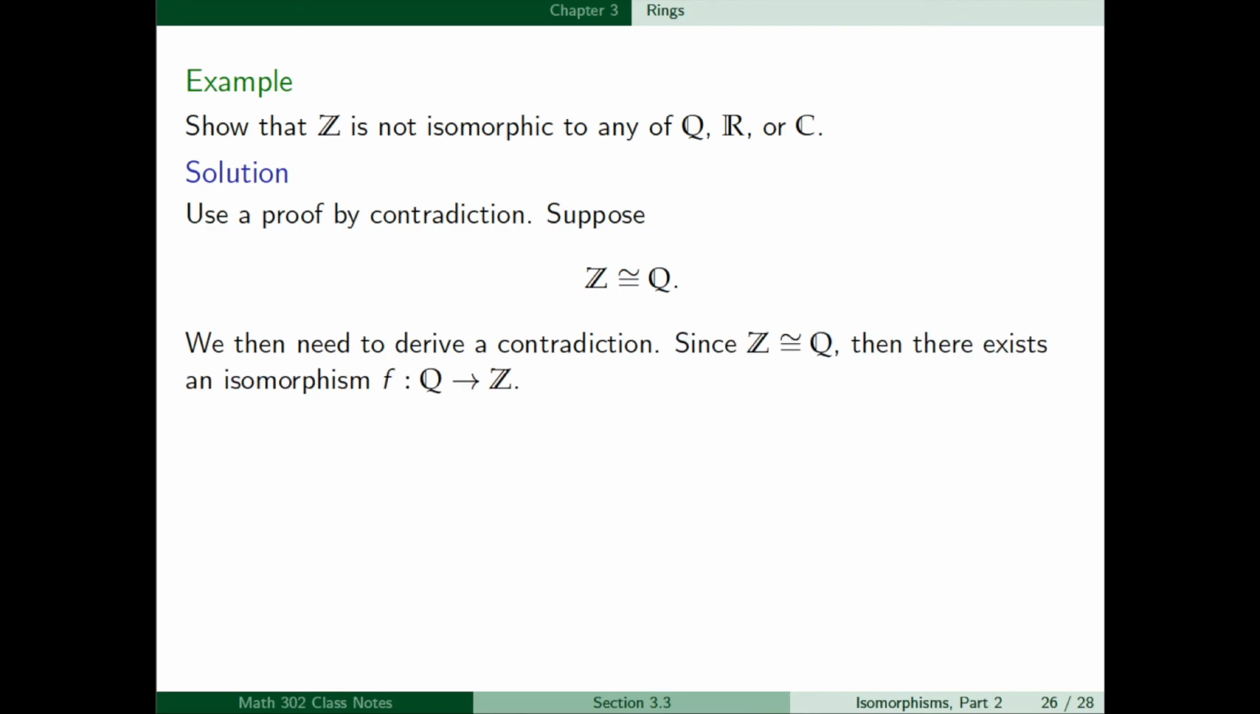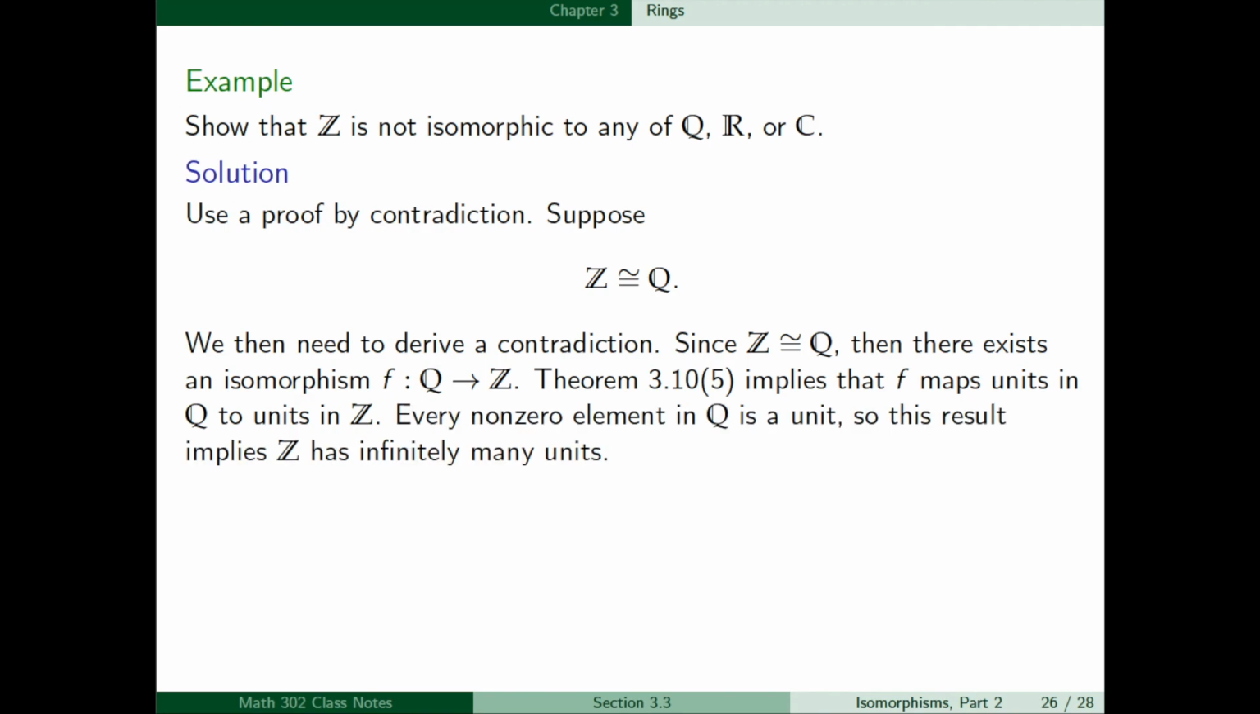Now, since Z is isomorphic to Q, then there exists an isomorphism F from Q to Z. And theorem 3.10 part 5 implies that F maps units in Q to units in Z. So part 5 of the theorem tells us that F preserves units. So we know that every non-zero element in Q is a unit, since Q is a field. So this result implies that Z has infinitely many units.